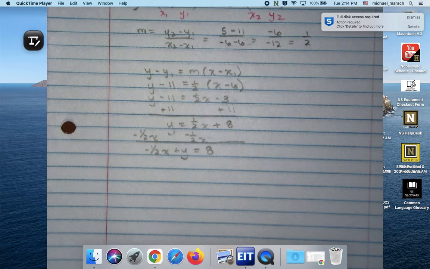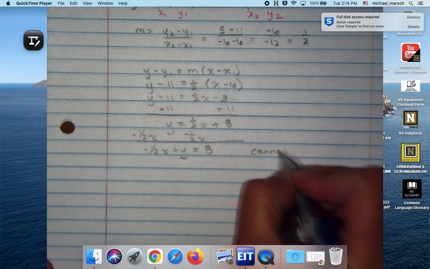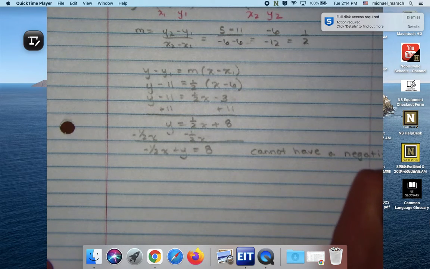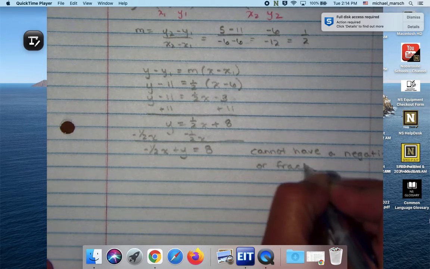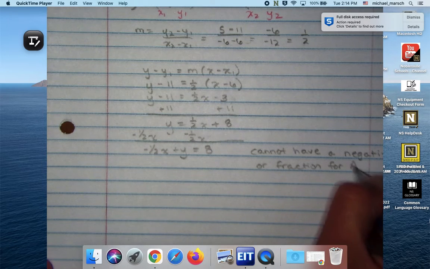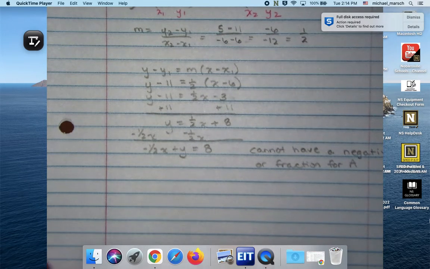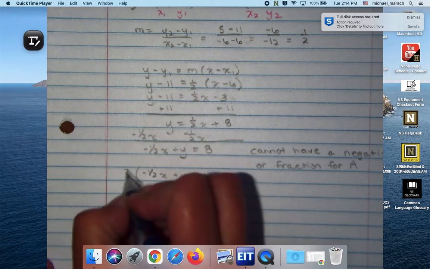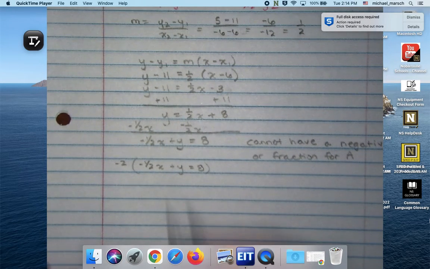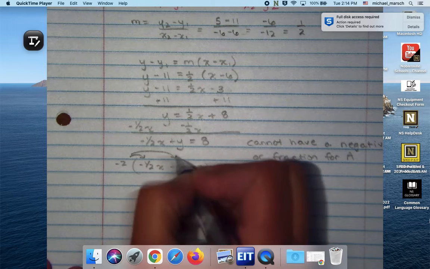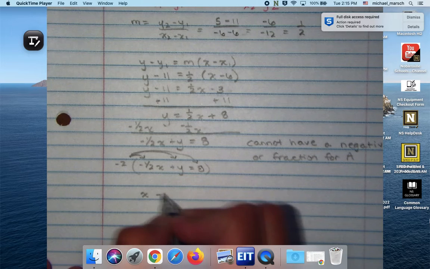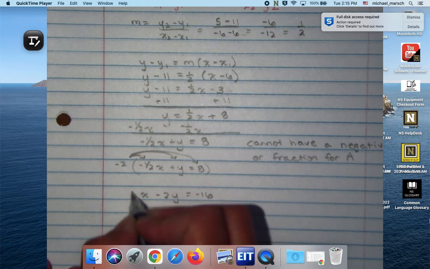Multiply by -2. I'm going to multiply everything by -2, right? A cannot have a negative or fraction. So I'm going to multiply everything by -2. I'm just going to distribute this negative 2 on its merry little way across everything. And I'm going to get x minus 2y equals negative 16.